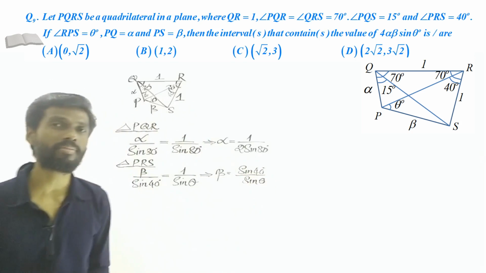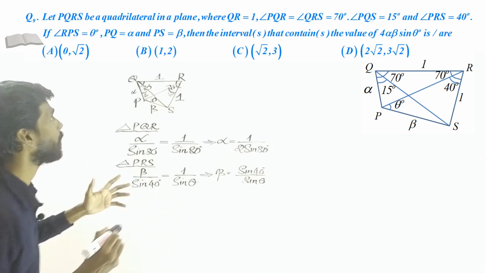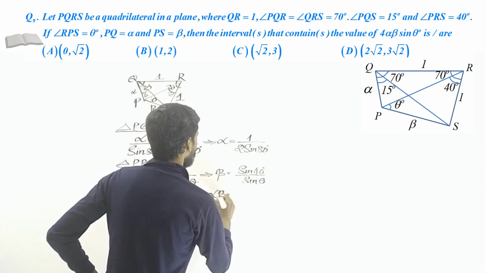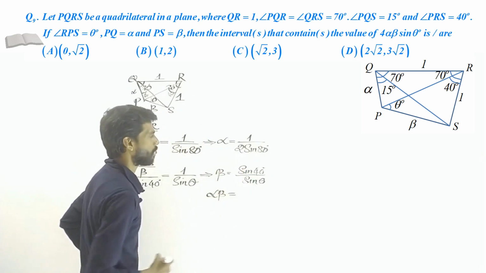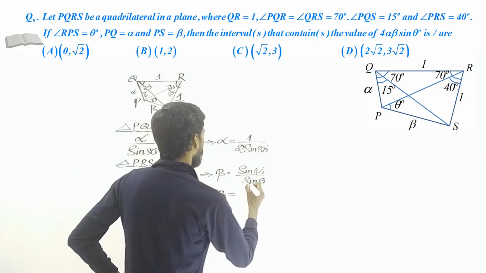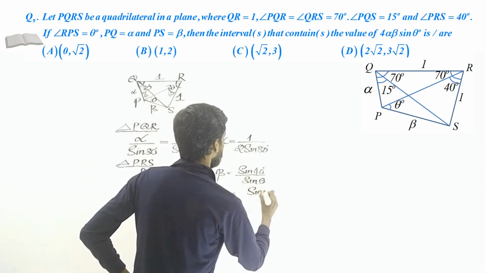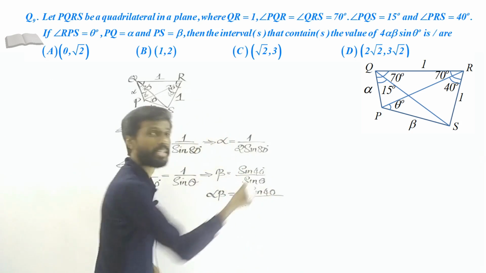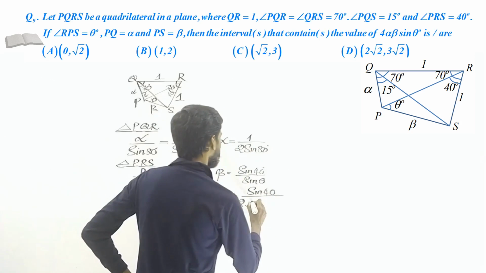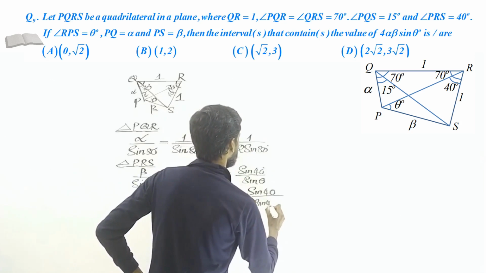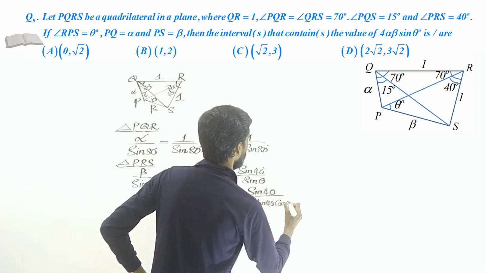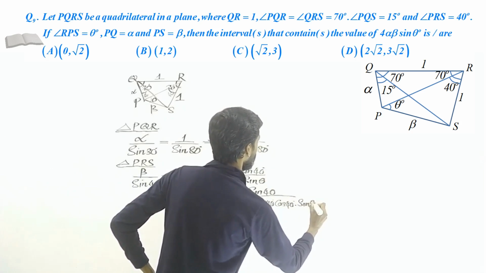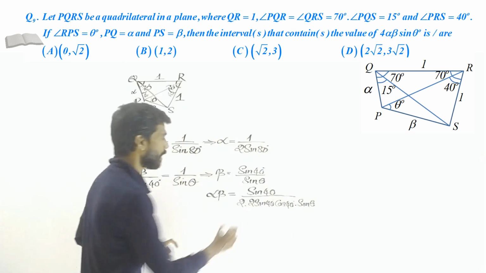We got the value of alpha and beta. Now we have to find the product alpha beta, right? So let us find alpha beta first. Alpha beta equals 1 divided by 2 sine 80, multiplied by sine 40 divided by sine theta. But sine 80 can be written as 2 sine 40 cos 40. Now sine 40 gets cancelled.